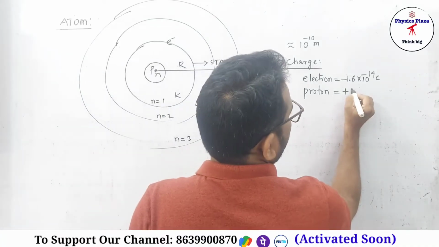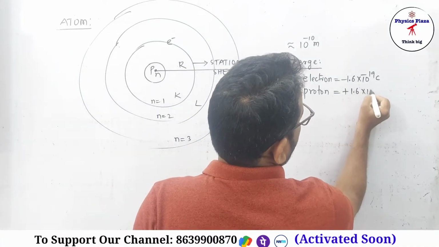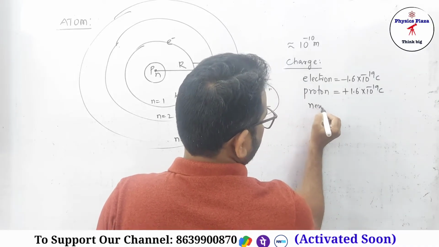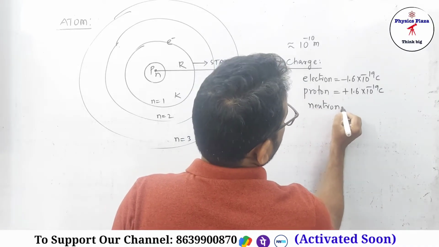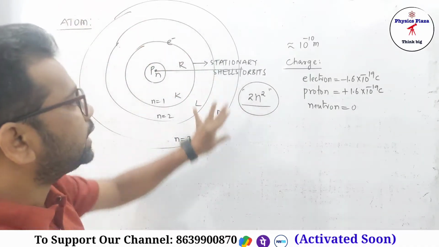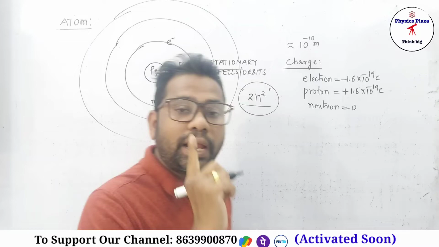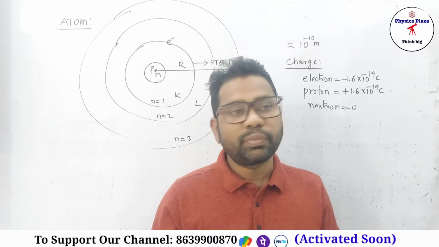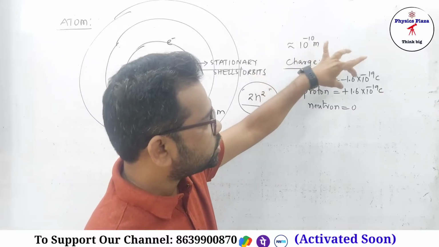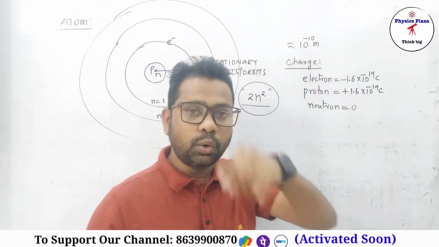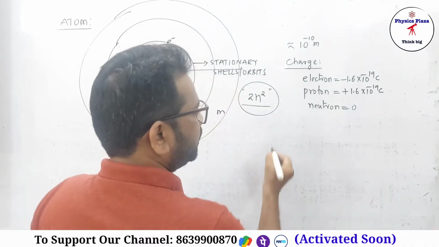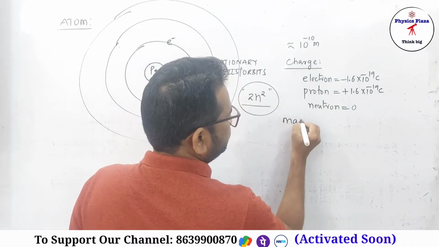So this will be plus 1.6 into 10 power minus 19 coulombs. Children, neutron is electrically neutral. Then what is the charge of the whole atom, children? It's very important. Atoms are electrically neutral because the number of electrons is equal to the number of protons, plus charge is equal to minus charge. On the whole, what is the charge of the atom? 0. Fine. Okay.